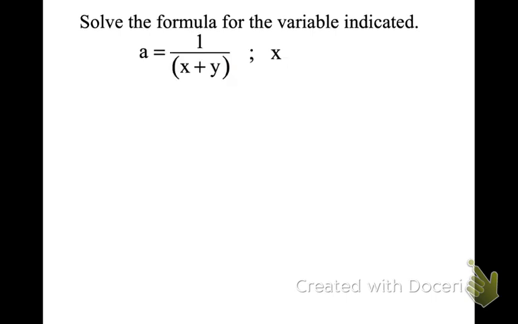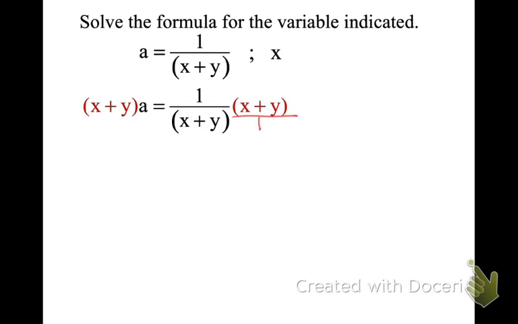All right, next. This is sneaky. When you need something out of a denominator, first just get it out of the denominator. Since this is being divided by x plus y, let's get x plus y out. Instead of dividing by it, let's multiply both sides by x plus y. Now we can cross cancel, right? And so we are left with 1 equals x plus y times a.